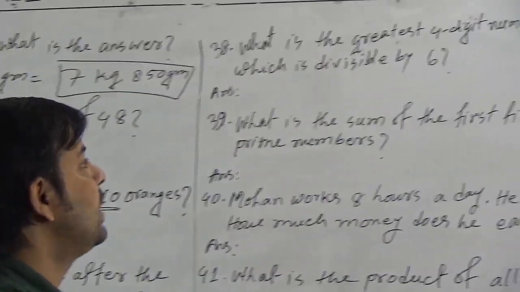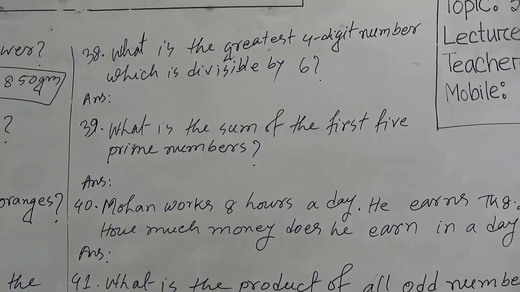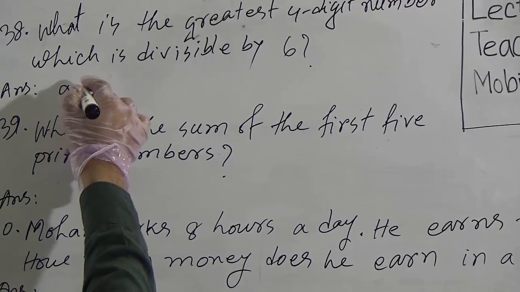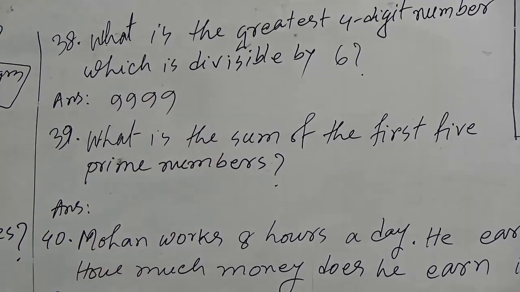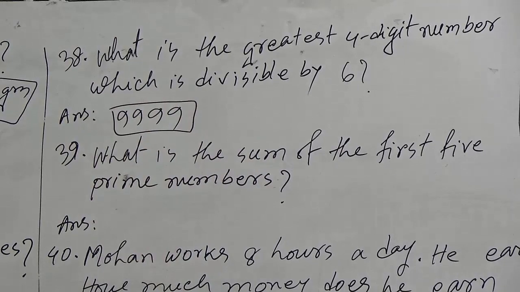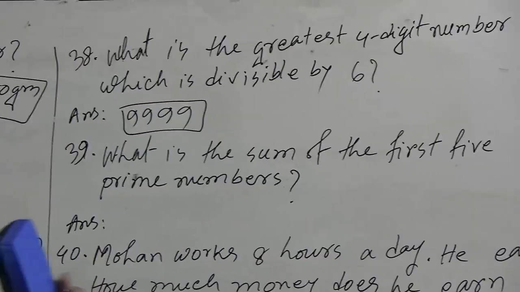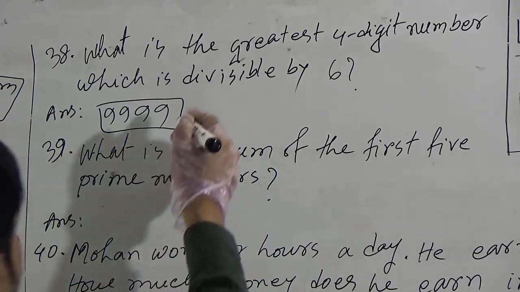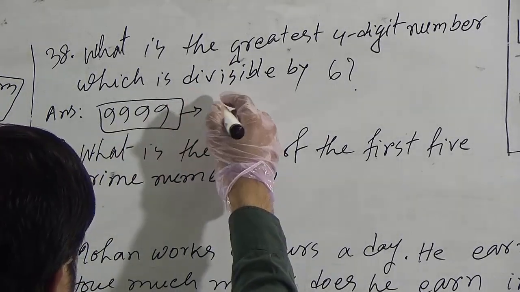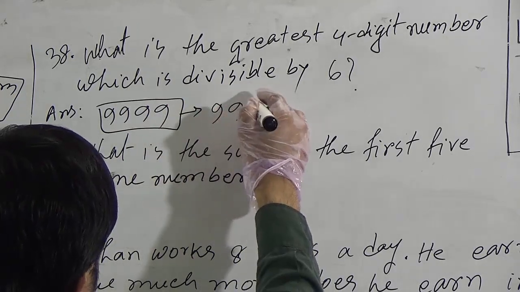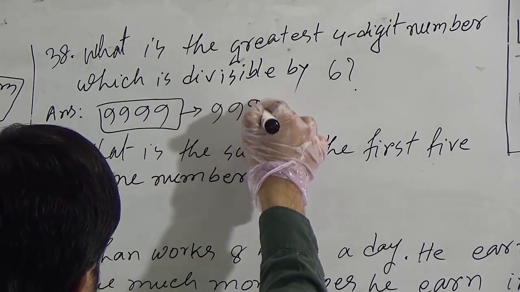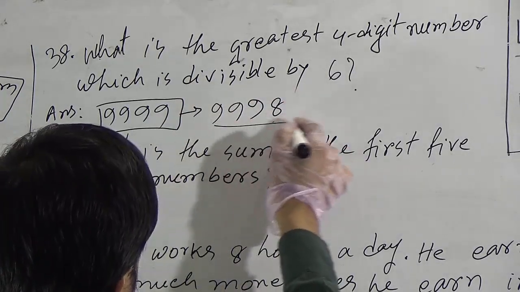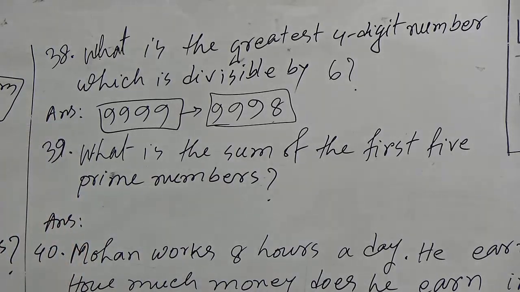Now, what is the greatest 4-digit number which is divisible by 6? We know the greatest 4-digit number is 9999. But this number is odd, so it is not divisible by an even number. As the number should be divisible by 6, the number should be even. So we can consider the previous number, 9998. This number is not divisible by 3.